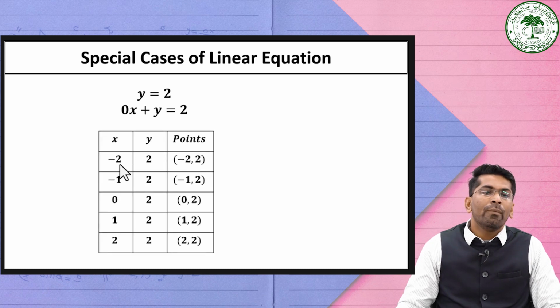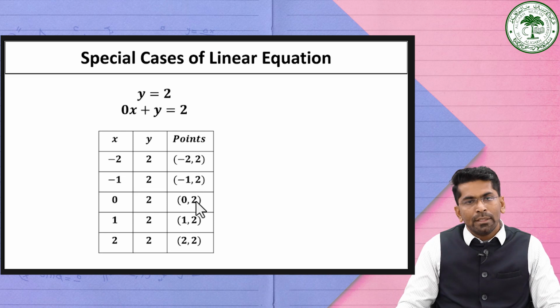Let us consider: when x is equal to minus 2, y is equal to 2. When x is equal to minus 1, again y is equal to 2. When x is equal to 0, it is 2. When x is equal to 1, again it is 2. When x is equal to 2, it again comes out as 2, because y is equal to 2, which is constant. So we will get the coordinate points minus 2, 2; minus 1, 2; then 0, 2; 1, 2; and 2, 2.